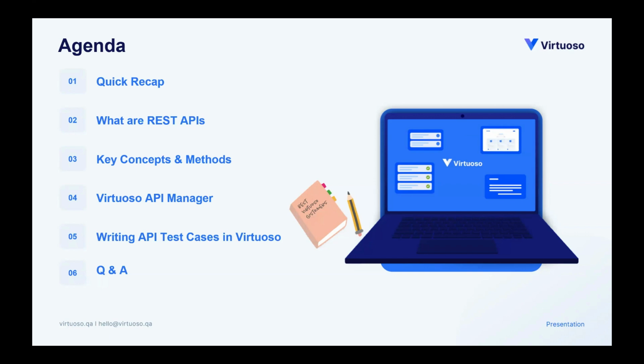Once we have seen the Virtuoso API Manager, we'll see how we can write API test cases in Virtuoso in order to automate these APIs that were built earlier, and then how we can validate the responses and do all the API automation in Virtuoso. That would be followed by Q&A, and we'll take live questions as well. And post that, we'll be launching the quiz where the participants can answer the questions and win the rewards. So without further ado, let's get started with the recap.